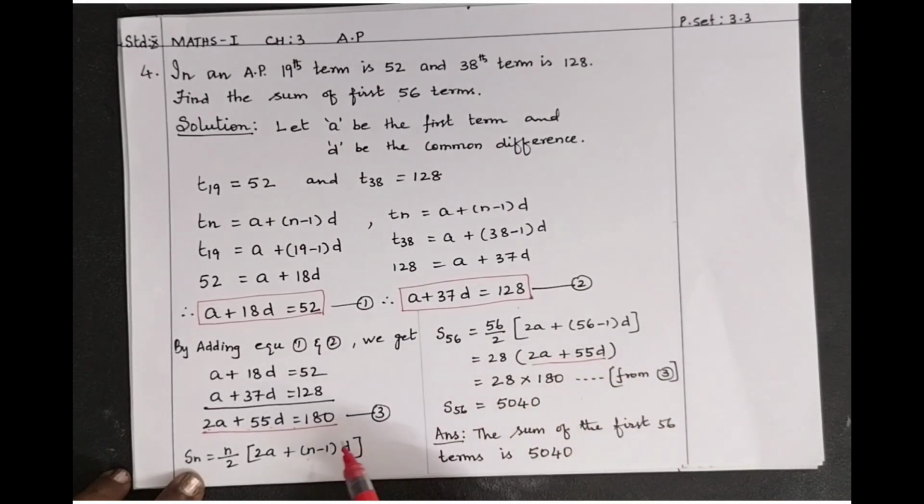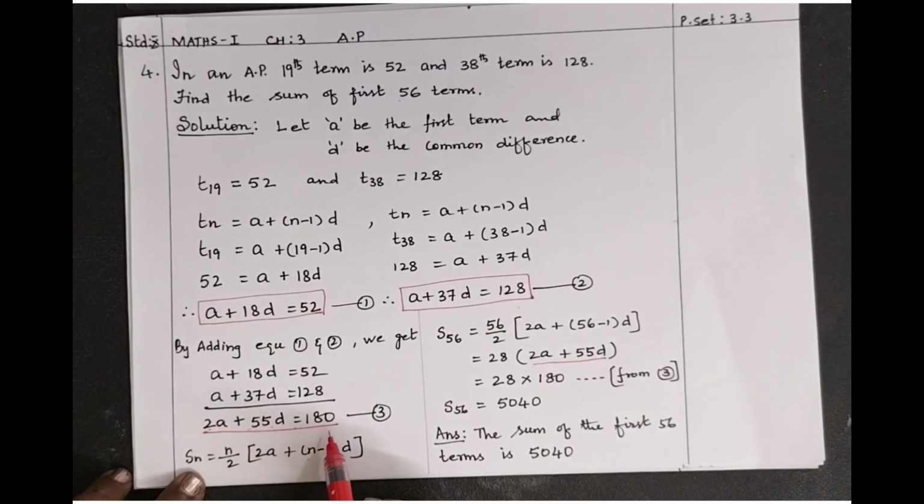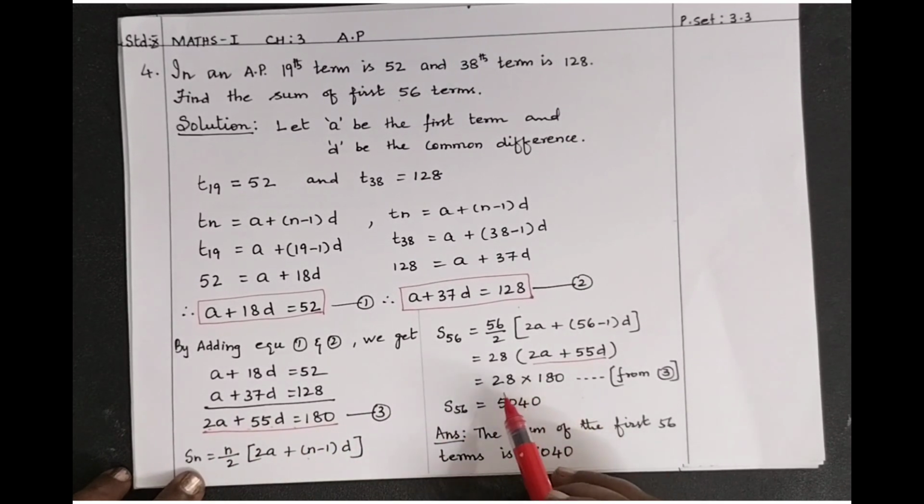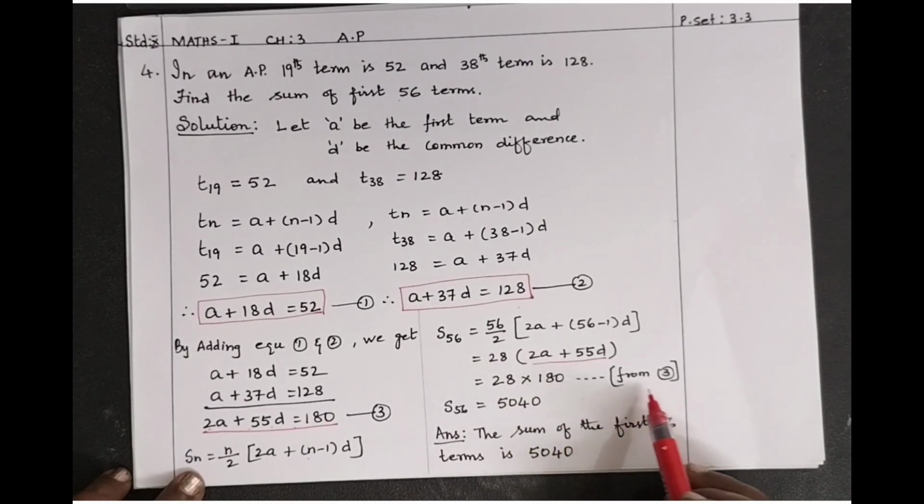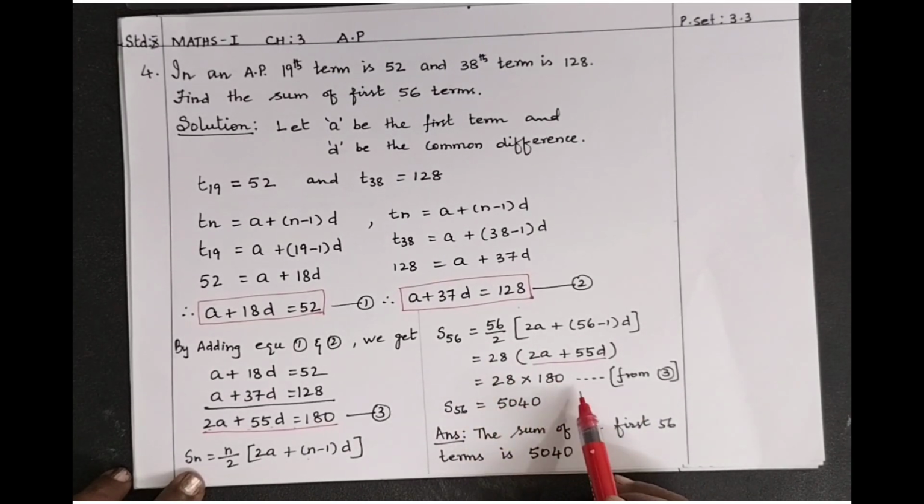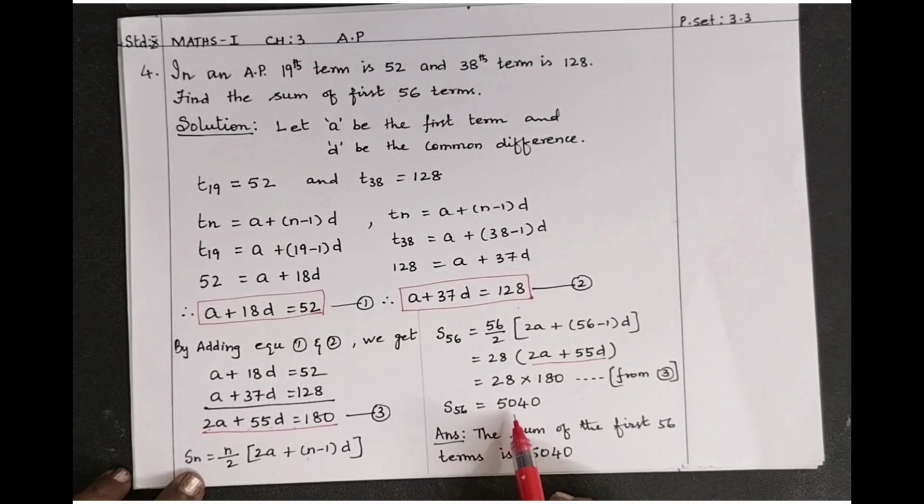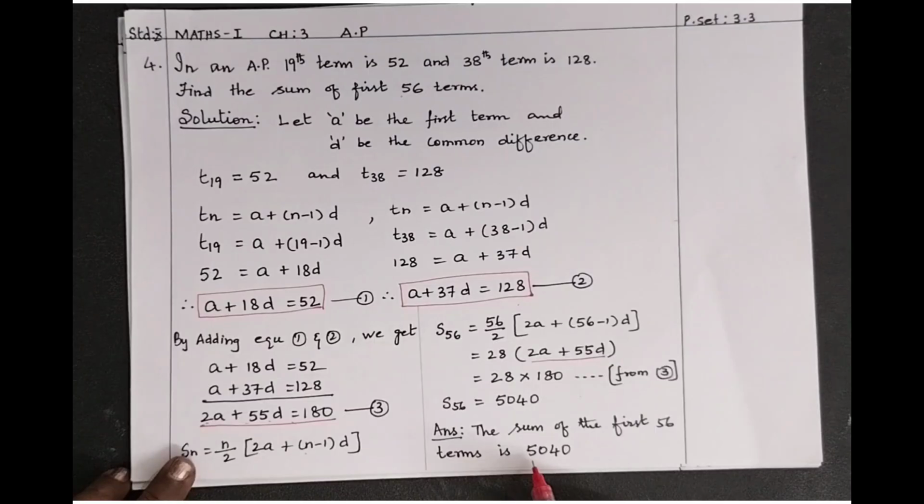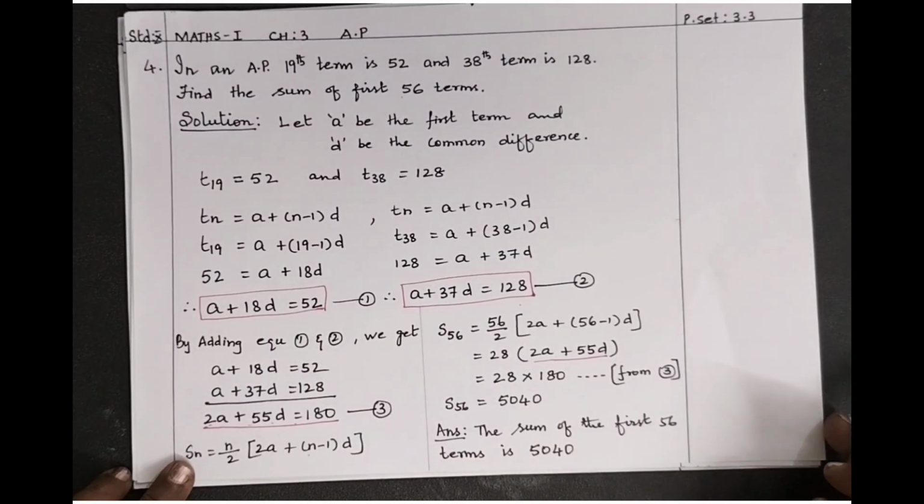Substitute the values. Therefore, S56, we have to find the sum of the first 56 terms. So, S56 is equal to 56 upon 2 into 2A plus 56 minus 1 into D. When we cancel this, we get 28 into 2A plus 55D. Now, look at equation 3: 2A plus 55D is equal to 180. So, directly you can substitute this value here. Therefore, 28 multiplied by 180 from equation 3. When we multiply these two, we get 5040. Therefore, the sum of the first 56 terms is 5040.